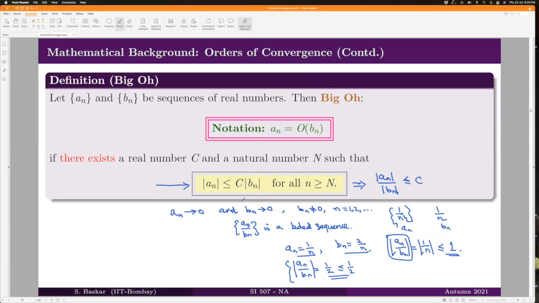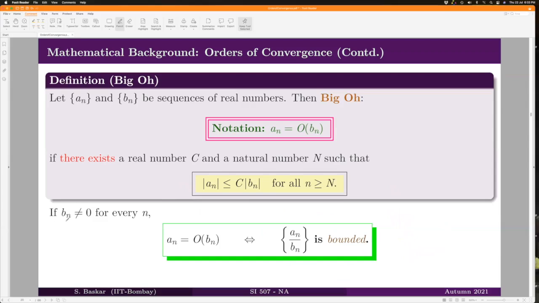Okay, in case they are converging to the same limit, then this definition says that an is either going faster to that limit than bn or as fast as the speed of bn. That is the interpretation of this definition.